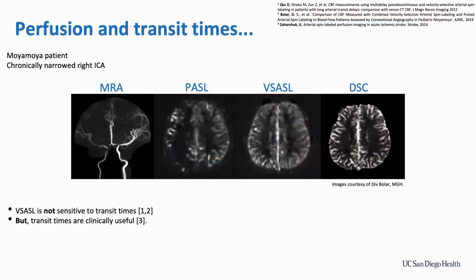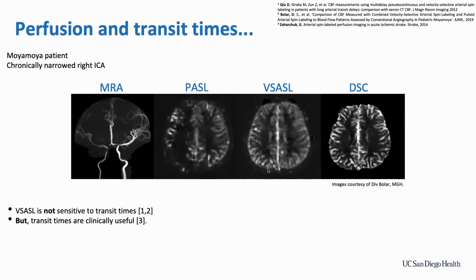So here's a demonstration of why that's important. So here's a Moyamoya patient with a chronically narrowed right ICA, which you can see on the MR angiography image. The PASL image, which is also a spatially selective technique and suffers from very similar problems with transit times as PCASL, shows an area of apparent hypoperfusion on the right side of the brain. In contrast, the velocity selective ASL image shows no such area of hypoperfusion. And this is also corroborated by the DSC image on the right. So with the velocity selective ASL, we get a better understanding of the true tissue perfusion.